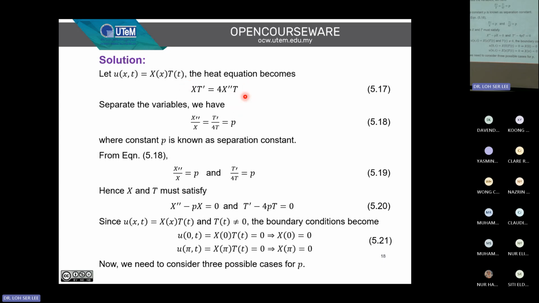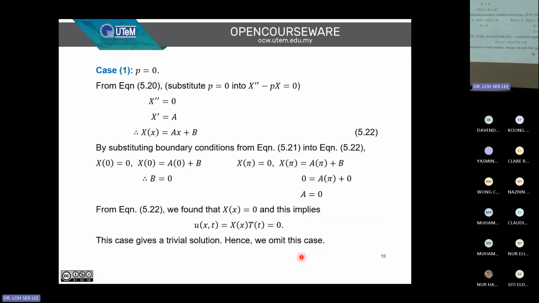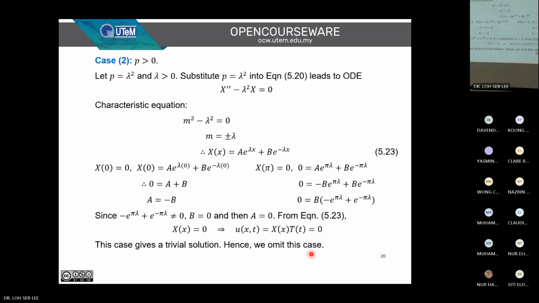Write out the representation, separate the variables, break it into two, and obtain the two ODEs. From the given boundary conditions, get these two. Similar. Then we will start to consider the three cases. Start from zero, case one, p equals 0. Then you get this one, integrate twice, you get this. Substitute this one, you get b0, substitute another one, a0. When a and b are 0, u is 0. We omit this case.